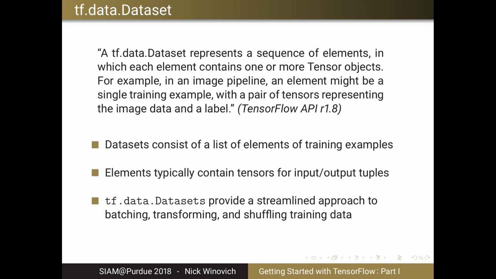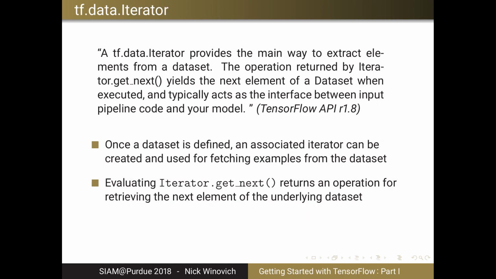And I guess the key to why we need data sets in this tf.data API is that we're going to provide streamlined approaches to batching, transforming, pre-processing, and shuffling the data. So there's these things that are just recommended that we do. And in this setup, we can basically do all of that with a few lines of code. Once we have the data set, the only thing that remains is creating an iterator to actually get the elements or the batches from the data set.